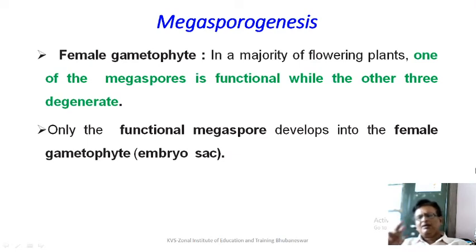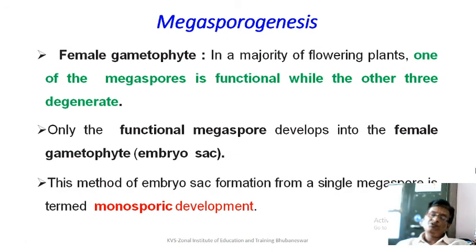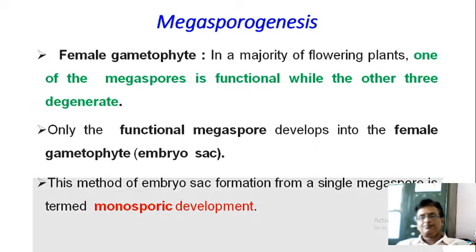In some plants, 2 of them may contribute and 2 will degenerate. In some plants, all 4 will survive and result in cells of embryo sac formation, and none will degenerate. But commonly, 3 will degenerate and only 1 will survive. And there is a particular term for that. It is called monosporic development or polygonum type of development. It was named by Dr. Panchanan Maheshwari when he studied the embryological development of the embryo.